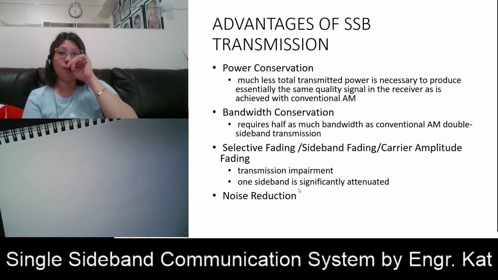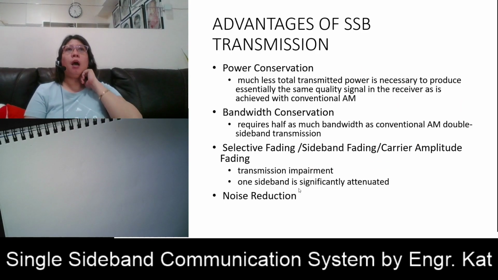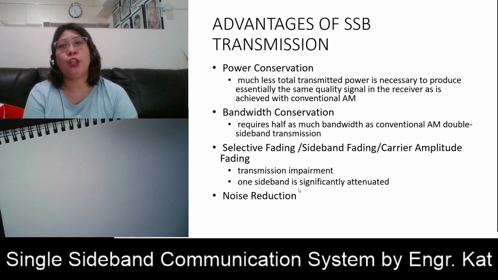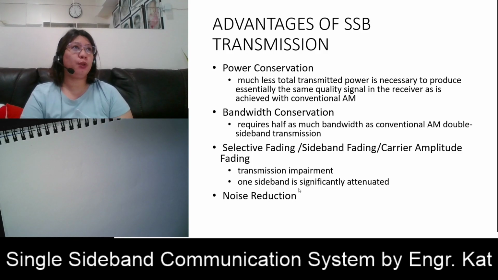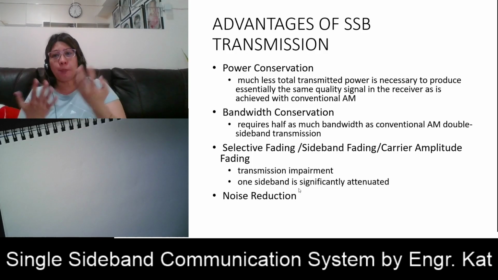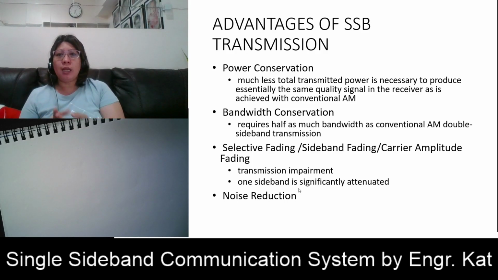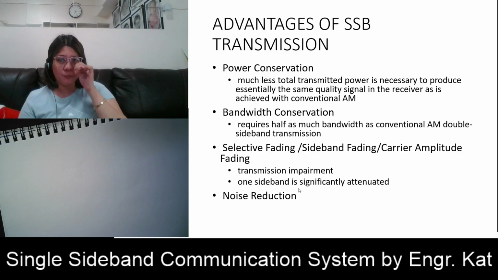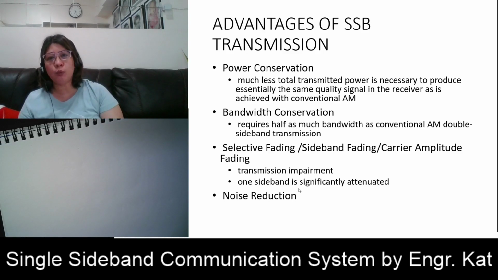Of single sideband transmission. So four predominant advantages of single sideband suppressed carrier or reduced carrier transmission over conventional AM. Okay, so the first is power conservation. Much less total transmitted power is necessary to produce essentially the same quality signal in the receiver as is achieved in conventional AM. Okay, so we have here bandwidth conservation. This requires half as much bandwidth as conventional AM double sideband transmission.